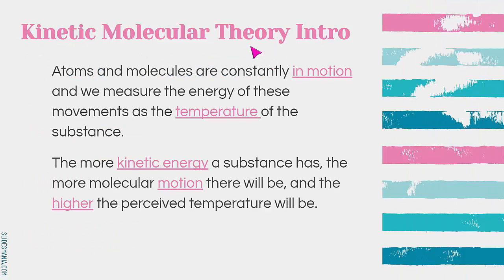So this idea of molecular motion is called the kinetic molecular theory. This says that atoms and molecules are constantly in motion, and we measure the energy of the movements as the temperature of the substance. So the more kinetic energy a substance has, remember kinetic energy is the energy of motion, the more molecular motion there will be, and therefore the higher the perceived temperature will be.